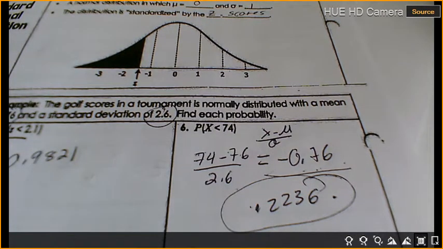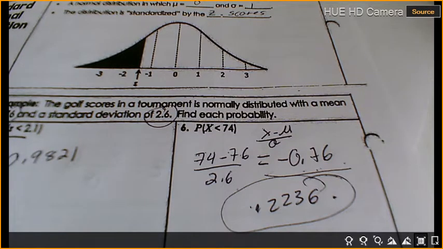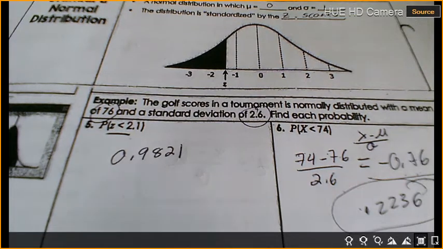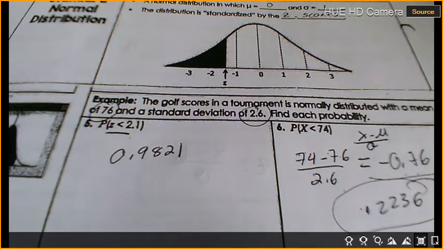Okay. Can you do that whenever it doesn't say z greater than or less than? Yes. If it says z is less than, we can just look it up. Z is greater than, we have to do 1 minus that. Jamel?